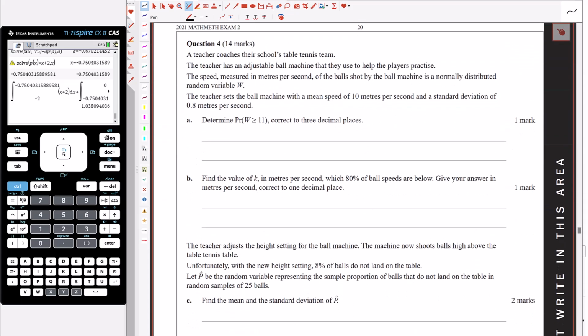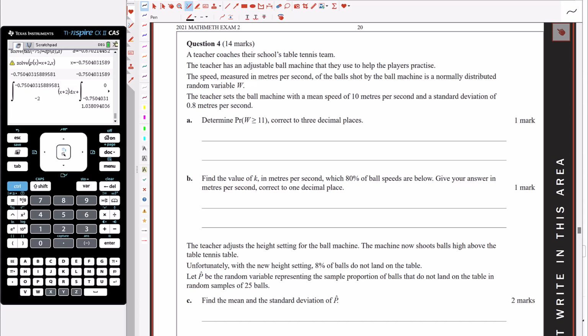Okay, question 4. A teacher coaches their school's table tennis team. The teacher has an adjustable ball machine that they use to help players practice. The speed measured in meters per second of the balls shot by the ball machine is normally distributed around a variable w. Okay, so w has been defined for us. We must use w, not x.